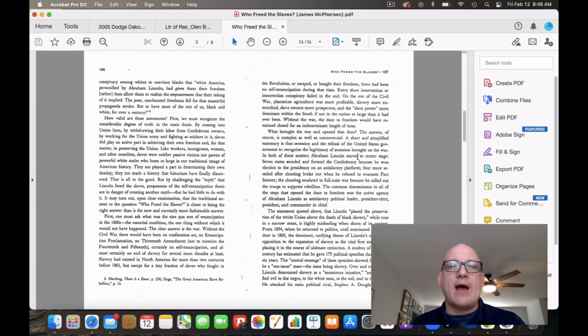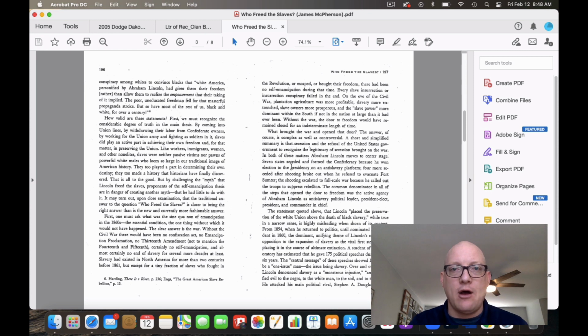A short and simplified summary, he says, is that secession, okay, the southern rebellious states leaving the Union, and the refusal of the United States government to recognize the legitimacy of that secession brought about the war. Okay, so the southern slave states seceding from the Union, and the U.S. government, the federal government, refusing to recognize that as a legitimate secession. It was because of that that the war took place.